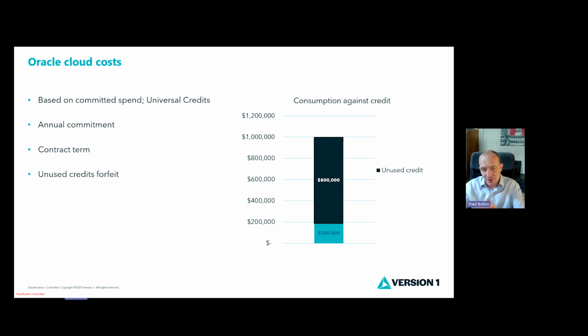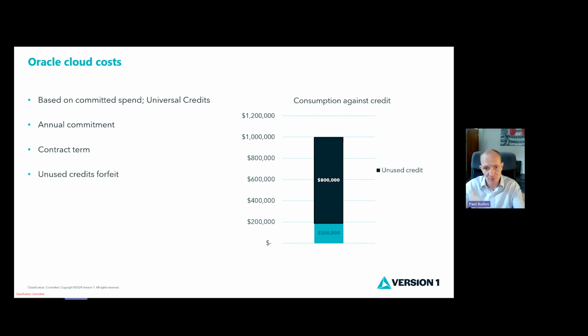So a quick recap on how Oracle Cloud, in particular OCI, which offers IaaS and PaaS offerings, is paid for with Oracle. That's obviously a key part of the cost and the way things work here. For those who don't know, OCI is based on a committed spend. So you agree to spend a certain amount of money with Oracle, let's say $1 million a year. That forms a pot of universal credits, and from that you get to draw down against the price list that Oracle have for each of their cloud services.